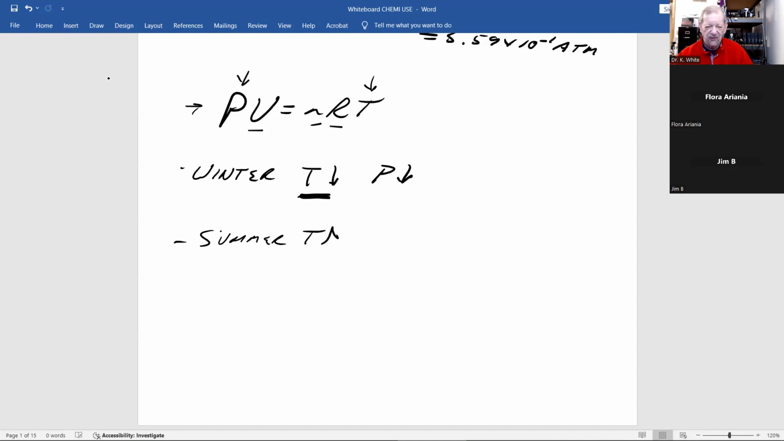Summer temperature goes very high, and therefore the pressure of your tires can go high. And you should check them so that if it gets real hot, they might, like a balloon being blown up too much, pop. And that happened.